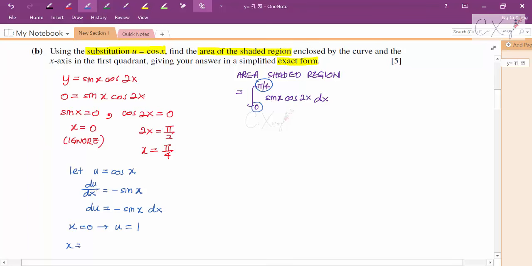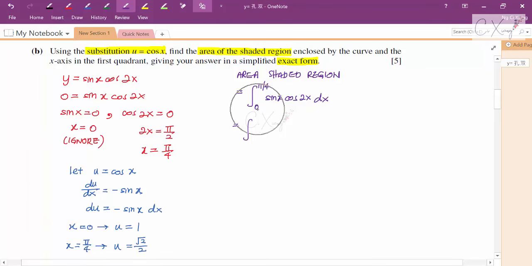And for the other limit, when x equals pi over 4, what is the value for u? So substitute pi over 4 into the cos. You will have the value 1 over square root 2, or you can rewrite it as square root 2 over 2. Once you have all the details for the substitution, then you can continue with your solution. All right, so we want to find out the shaded region.